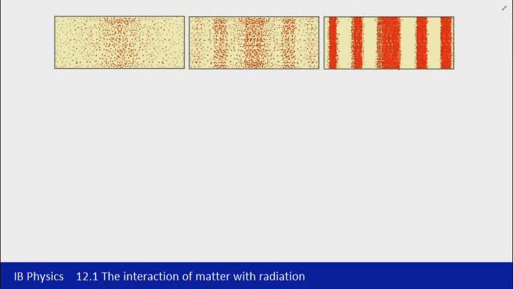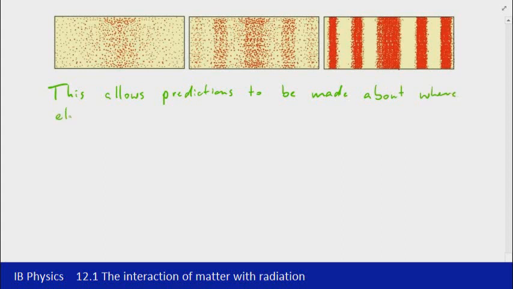Now the thing with electrons though is that we're treating each electron as a separate particle. So by seeing this pattern, it allows predictions to be made of where electrons aren't going to appear, because we can see there are spots where electrons just don't end up appearing on the screen. It allows those predictions to be made fairly easily, so where they will not reach.